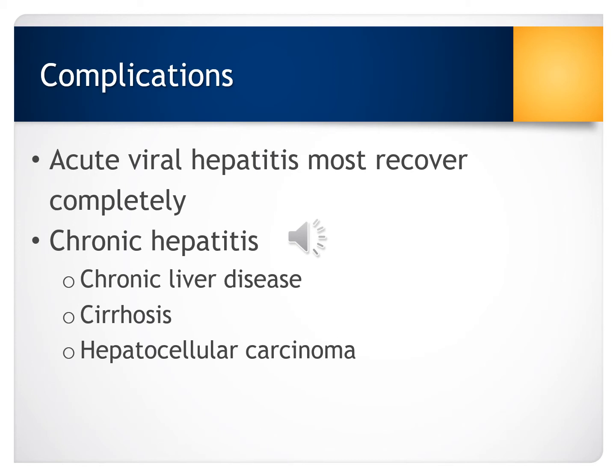Most patients with acute viral hepatitis will recover completely. Hepatitis C infection is more likely than hepatitis B to become chronic. Patients with chronic hepatitis C infection run the risk of developing chronic liver disease, cirrhosis, and hepatocellular cancer.